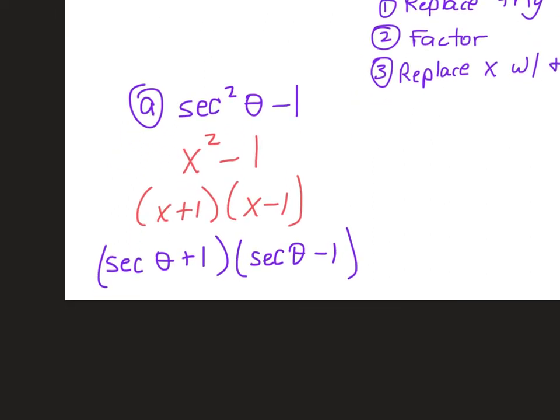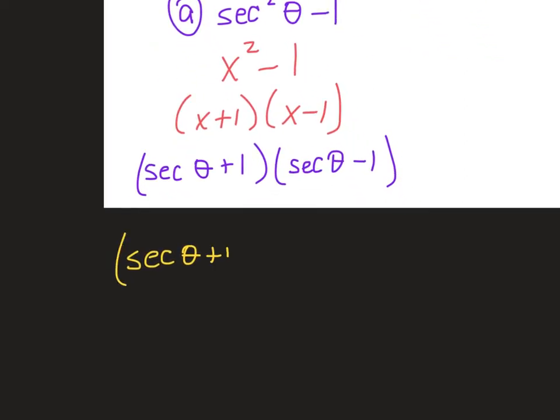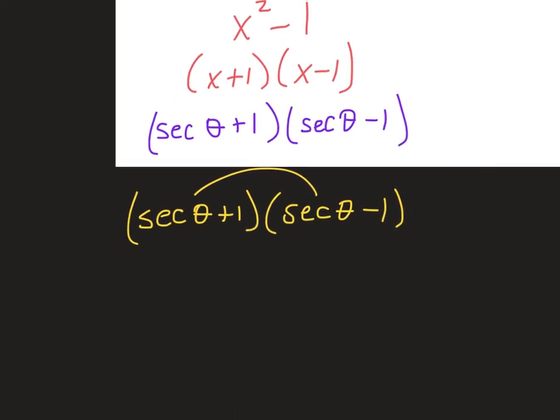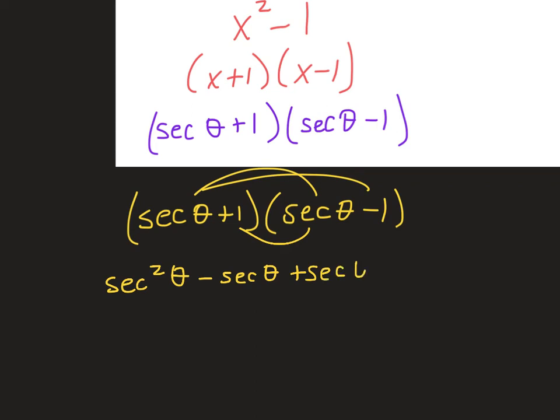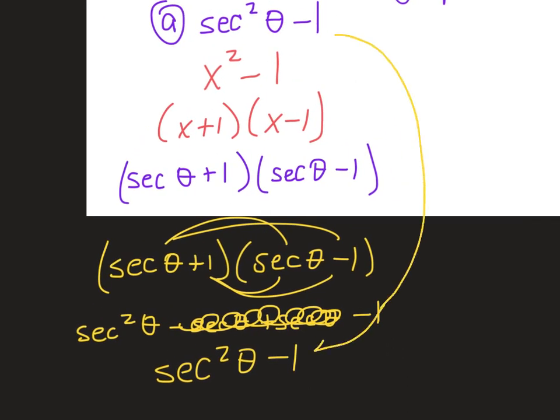Now, some of you are going to be like, well, can I check it? Absolutely. Watch. If I write this out, secant theta plus 1 and secant of theta minus 1, FOIL. Secant times secant is secant squared theta. Secant times negative 1 is minus secant of theta. Secant times positive 1 is plus secant of theta. And negative 1 and positive 1 gives me negative 1, right? What happens to my negative and positive secants? They cancel out. And then I'm left with secant squared theta minus 1. Is that what we started with? Yep. So this would be your answer.